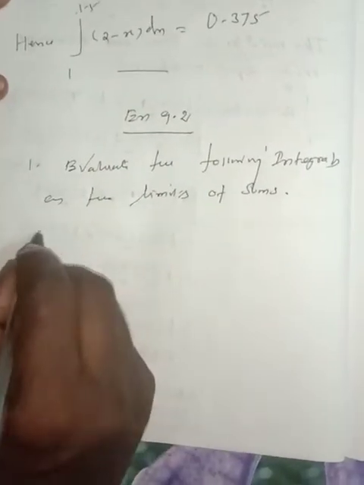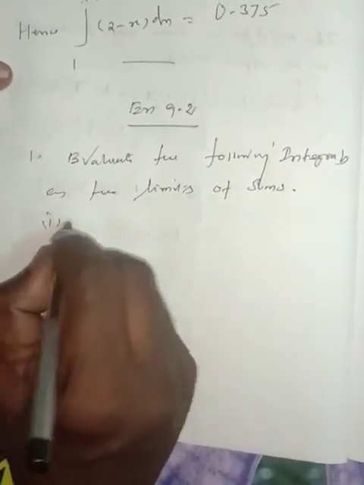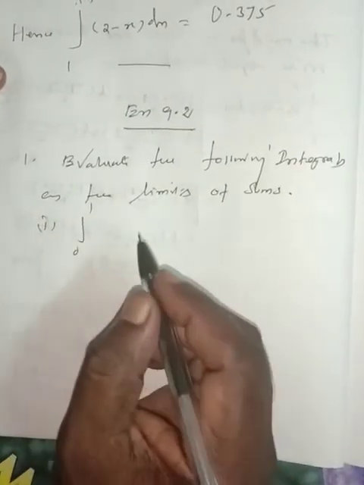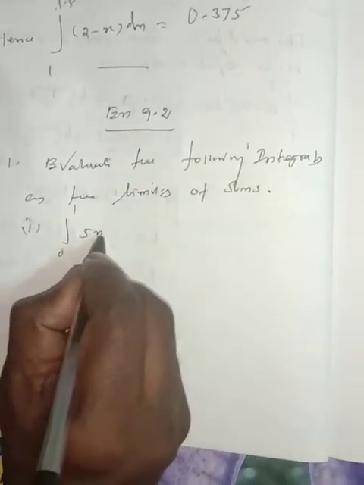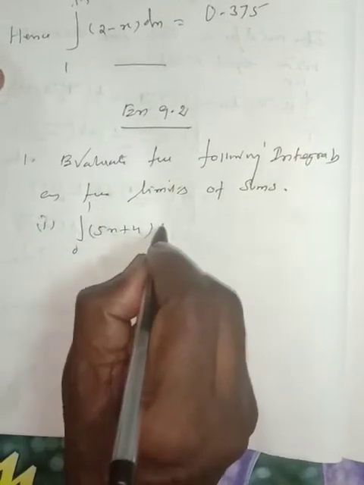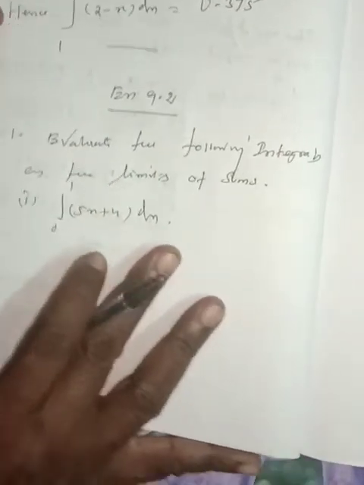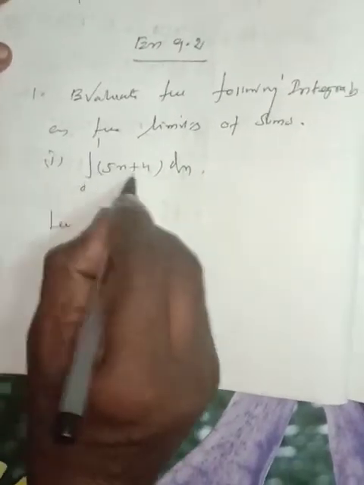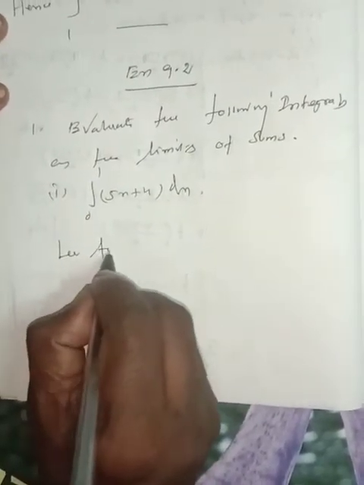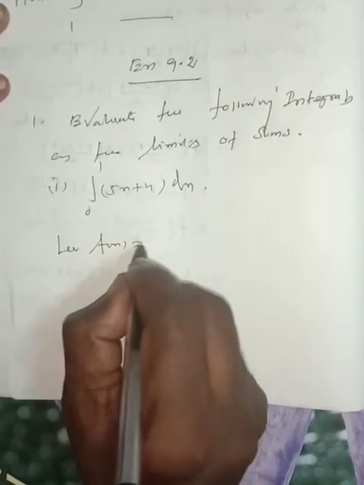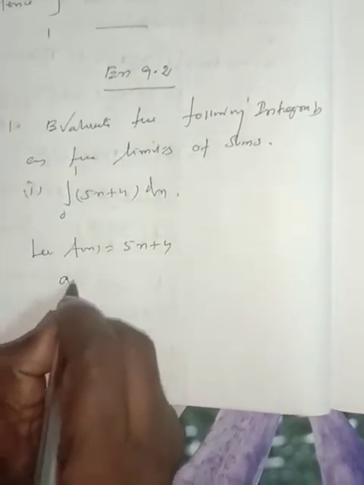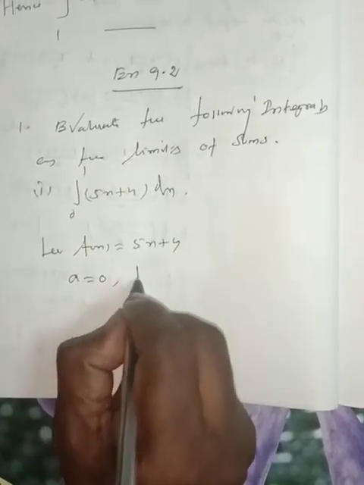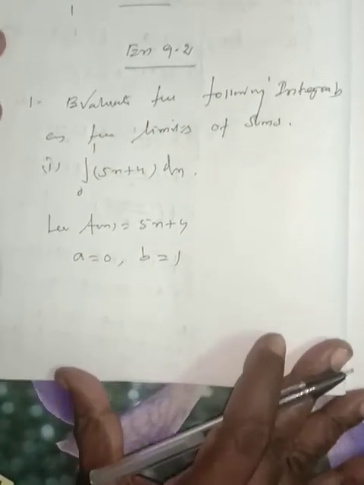Number 1, integral 0 to 1 of (5x plus 4) dx. Let f of x equal to 5x plus 4. Lower limit a is 0, upper limit b is 1.